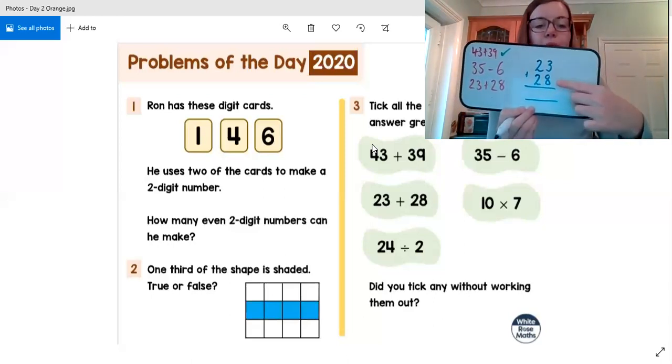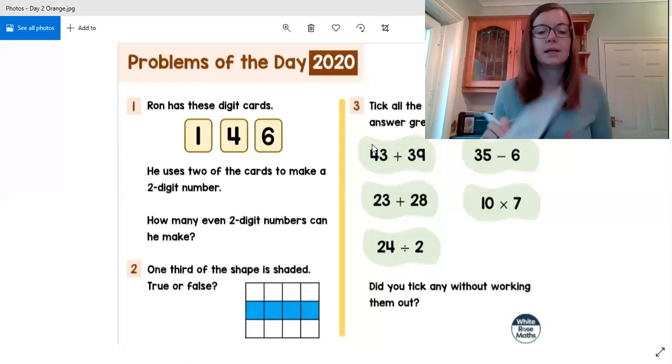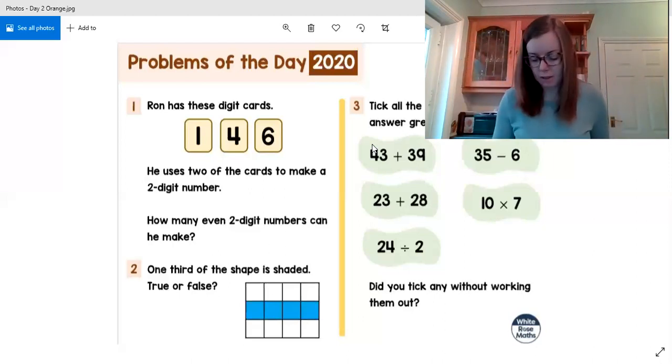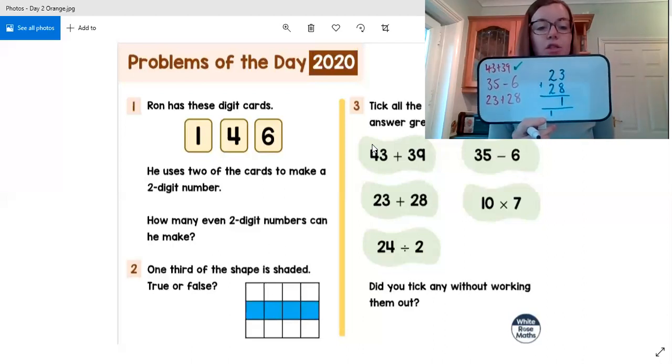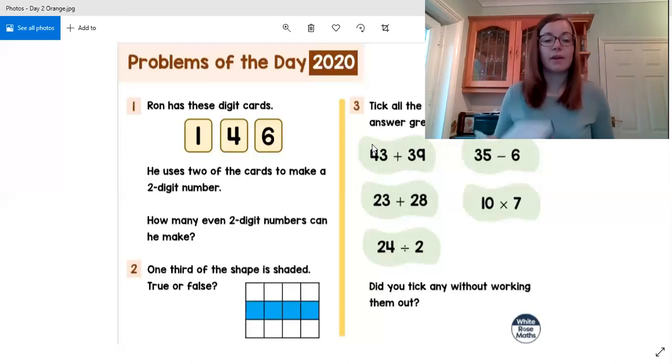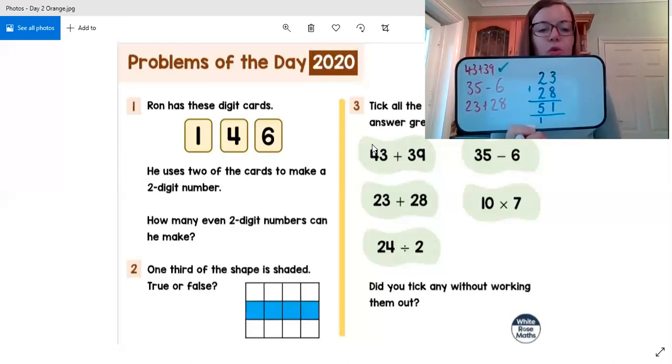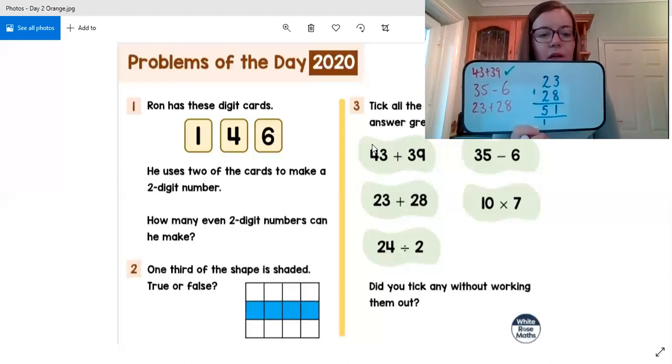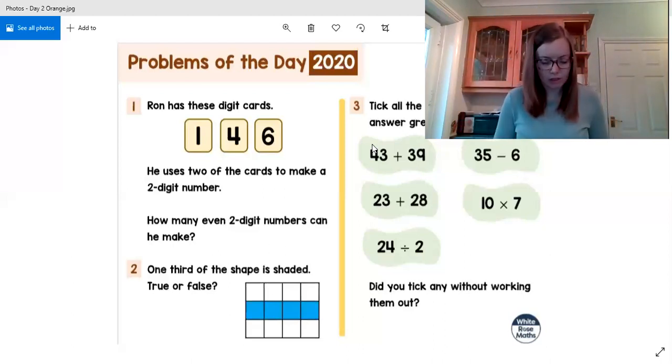So 3 plus 8 is 11. So we're going to put a 1 in the units column and bring 1 over to underneath the tens column. Now we have 2 plus 2 plus 1, giving us 5. So 23 plus 28 is 51, which means this one needs a green tick. This one is greater than 40. Could we have worked that out without actually using our column addition?